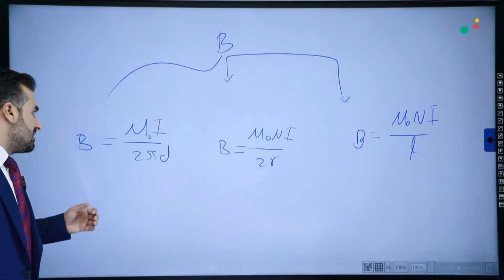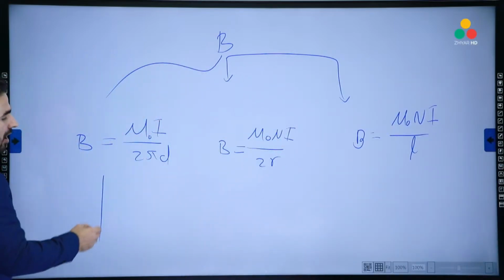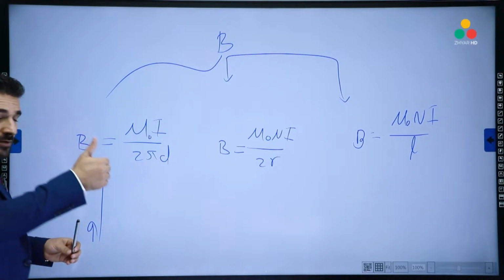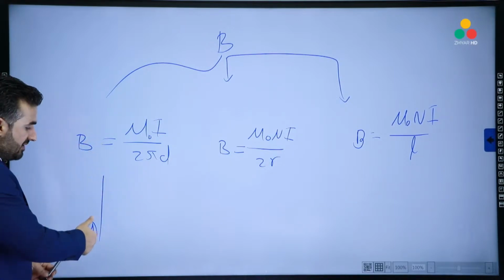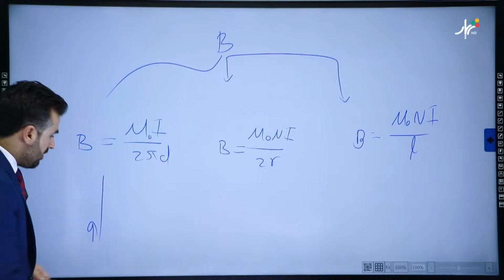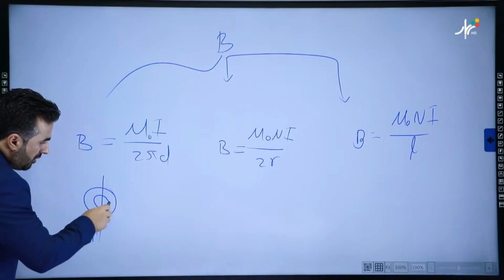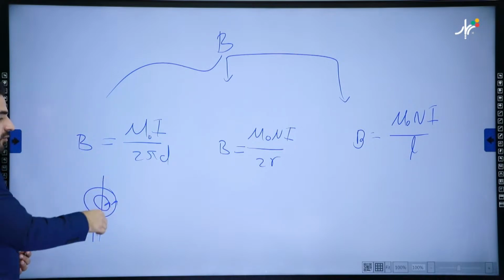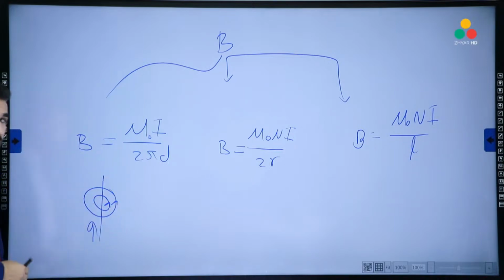Regarding the direction, if it is a wire, we use our right hand rule. For example, the current is upward here. Our thumb should be in the same direction as the current, and we curl our fingers. The curling of our fingers determines the direction of the magnetic field, which forms concentric circles around the wire.